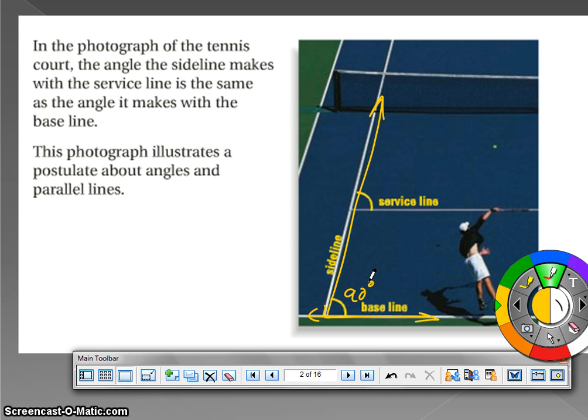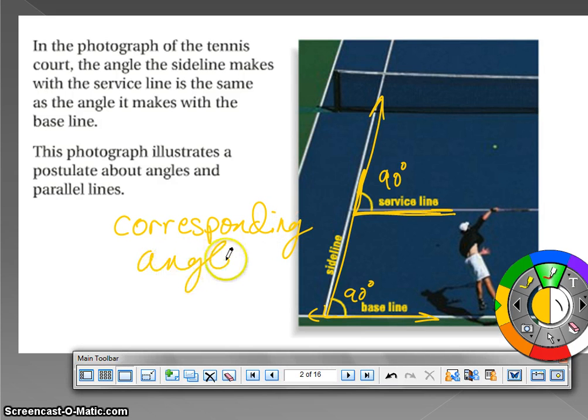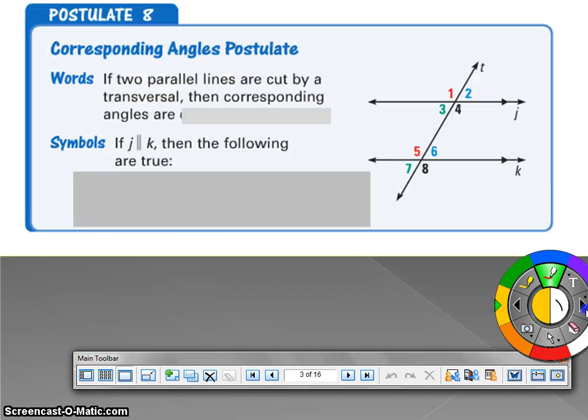Now how about this service line right here and the angle it makes with that side line? Hopefully you know that that is also 90 degrees. So think about that for a second. We've got 90 and 90, and then what kind of angles are those? Those are corresponding angles. Would you say that the service line and the baseline are parallel? Hopefully you would, if you remember what parallel means.